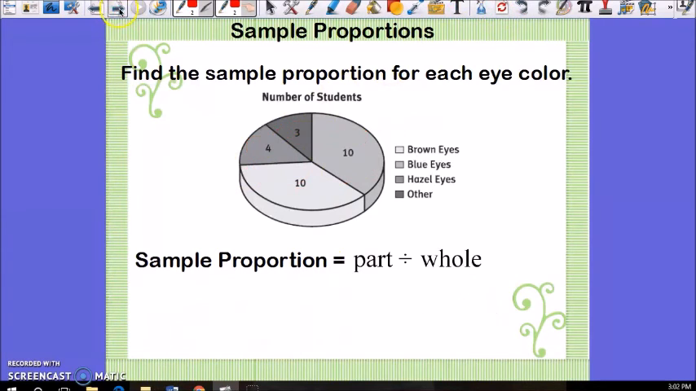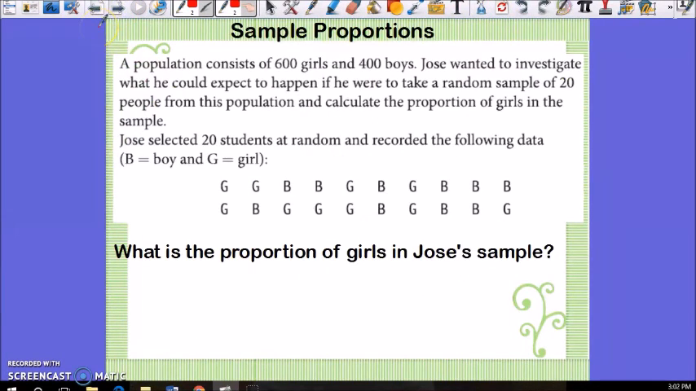So now here's another one we're going to look at. A population consists of 600 girls and 400 boys. Jose wanted to investigate what he could expect to happen if he were to take a random sample of 20 people from this population and calculate the proportion of girls in the sample. So he chose 20 students, so that's our whole. 20 is our whole, so we're going to have to divide something by 20.